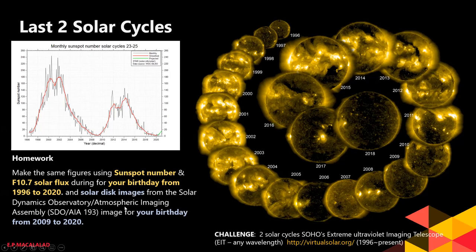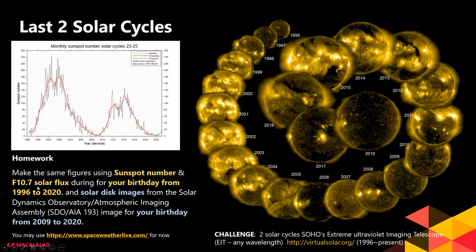Observatory using the Atmospheric Imaging Assembly, so that's SDO AIA, with wavelength 193 for your birthday again, but this time only from 2009 to 2020, or to whatever is the earliest, okay? So right now, you can just use the pictures from the archives at spaceweatherlive.com, okay? So you just have to put in, for example, the solar disk for 11 years, 2009 or 2010 for the earliest to 2020, okay, for the solar disk.